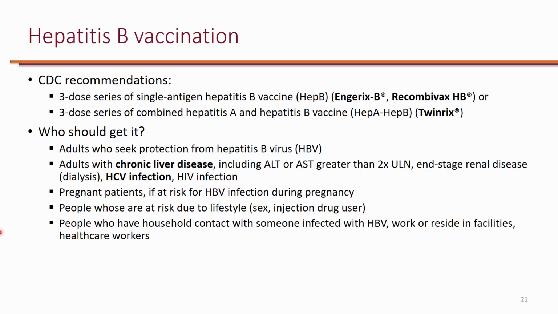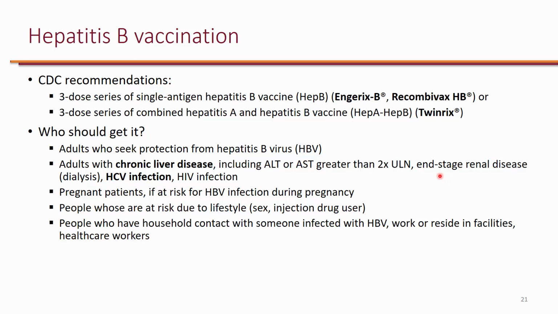So who exactly is it indicated for? Definitely anybody who wants to protect themselves can actually get it. If anybody says, I just want to be protected, they can definitely get Hep B, especially if you're traveling internationally. But more importantly, adults with chronic liver disease. So if someone has cirrhosis, they definitely need to get the Hep B vaccine, including if somebody's ALT and AST have been greater than 2 times the upper limit of normal.